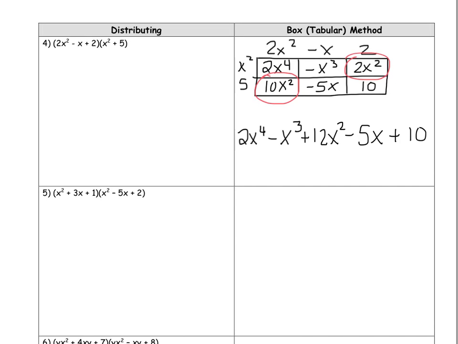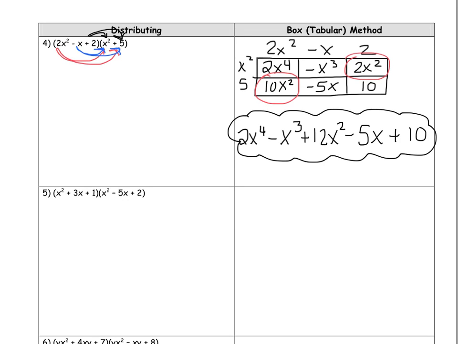Had you decided to distribute, you would have taken this 2x squared and multiplied it by everything in the second parenthesis. Then you would have taken the negative x and multiplied it by everything in the second parenthesis. And then you would have taken the 2 and multiplied it by everything in the second parenthesis and combined like terms. And your final answer, whichever way you do it, should be this one.